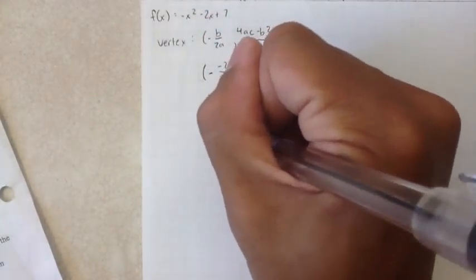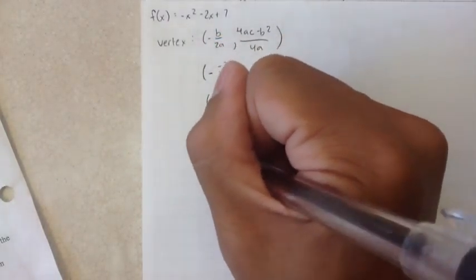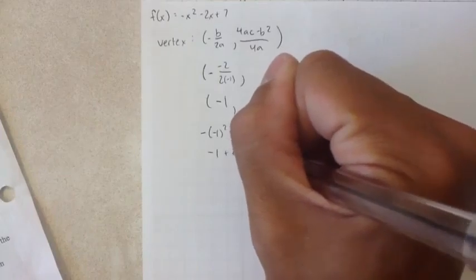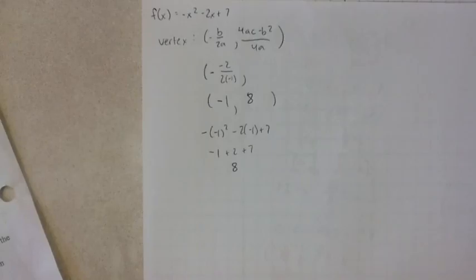Instead of plugging it in, I'm just going to plug that negative 1 right into here, so that's negative 1 squared minus 2 times negative 1 plus 7, so that's negative 1 plus 2 plus 7, so that's 9 minus 1 is 8. So here, my answer should be 8.